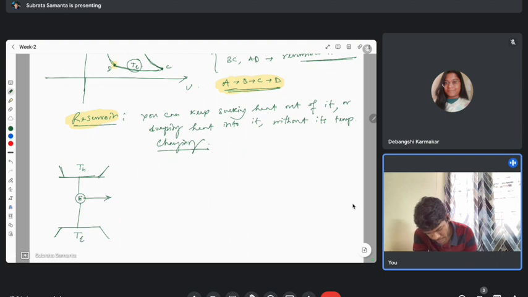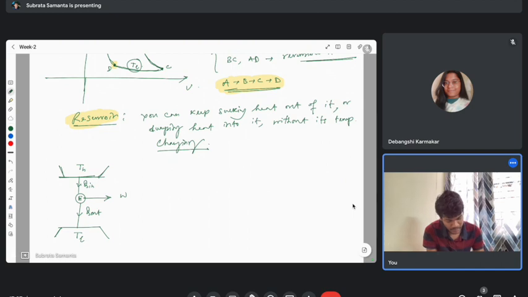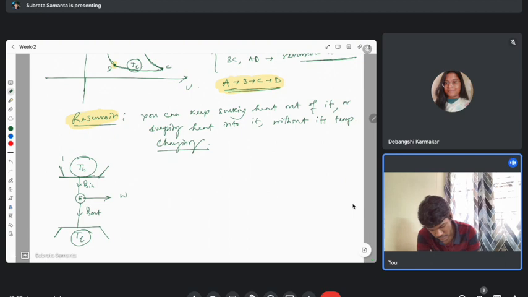So that means the engine takes heat Q in from this reservoir TH, and dumps heat Q out into the second reservoir TL, with some work done. So this is the first reservoir and this is the second reservoir, and the amount of work done is W.